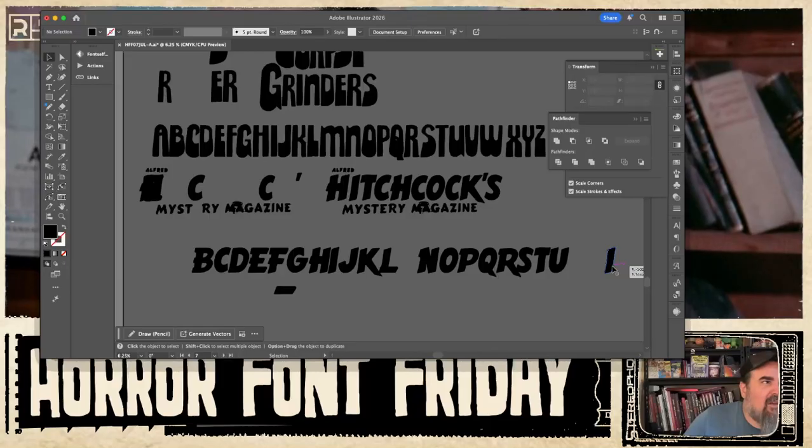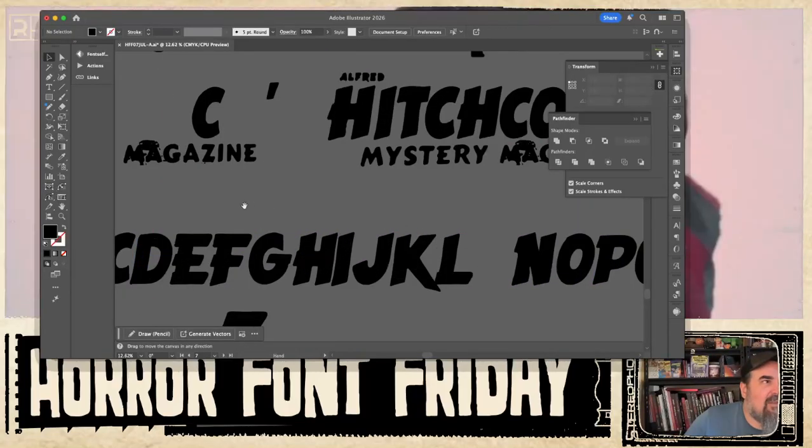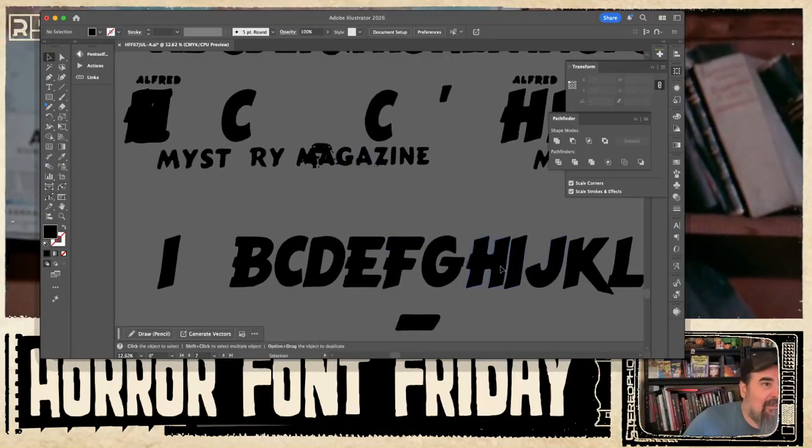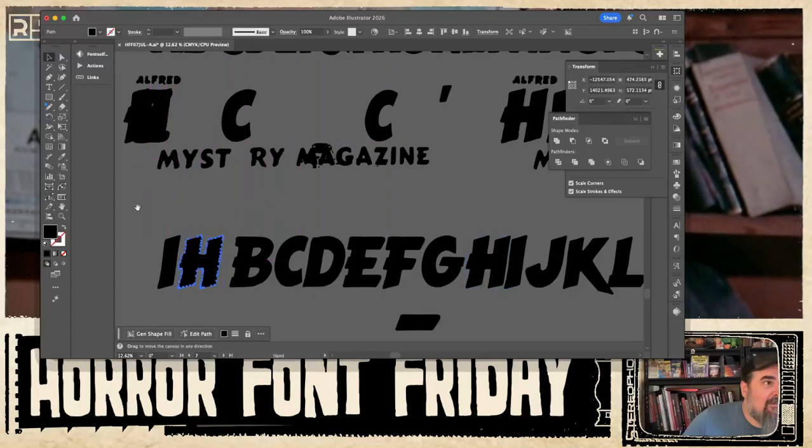Now there are A's all over this magazine, and you can see they're all doing this, only sticking out on the left side.